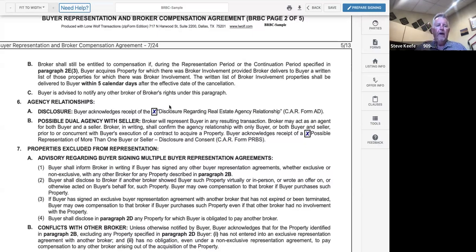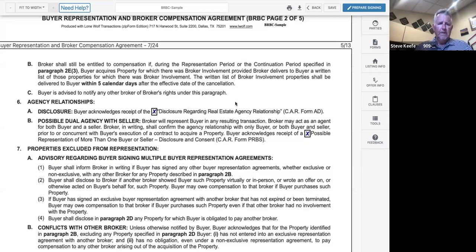Buyer is advised to notify any other brokers of broker's rights under this paragraph. So this is again telling the buyer, hey, I could be on the hook. You could be on the hook. You need to make sure that any other brokers that you might go and talk to after the fact, you let them know that you are under a written agreement, because you don't want to get caught up in a situation where you end up having to pay 2 commissions to 2 different brokers.